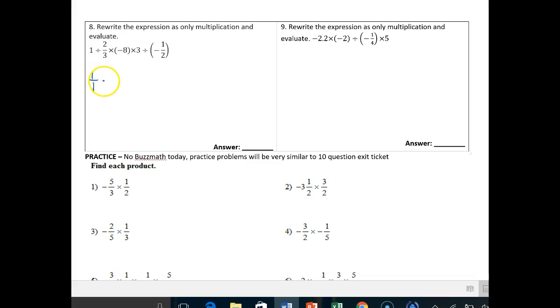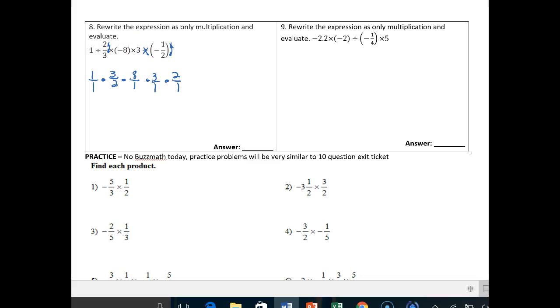Now this becomes times, and then when we multiply, we use the reciprocal. So we flip it. 3 over 2 times negative 8, so we can say 8 over 1. Notice I'm avoiding my negative signs. I'll tell you why in a second. Times 3, so we can say times 3 over 1. And then divided by, so we want to change that to times, and then we'll flip this guy. So times 2 over 1.